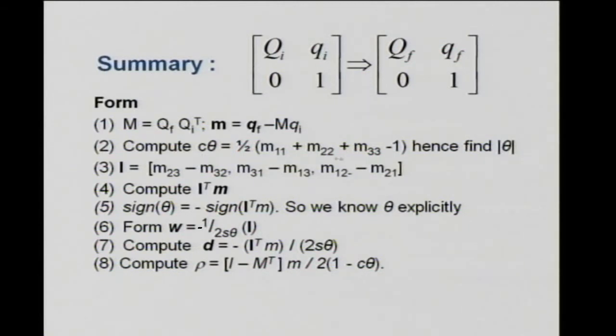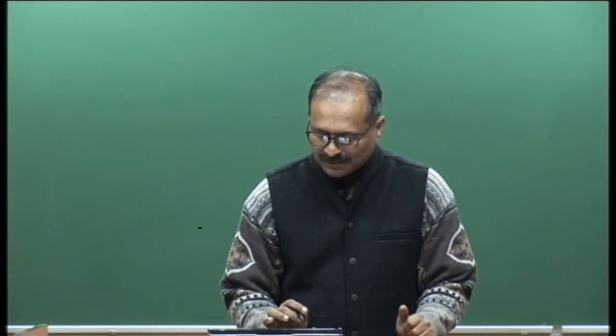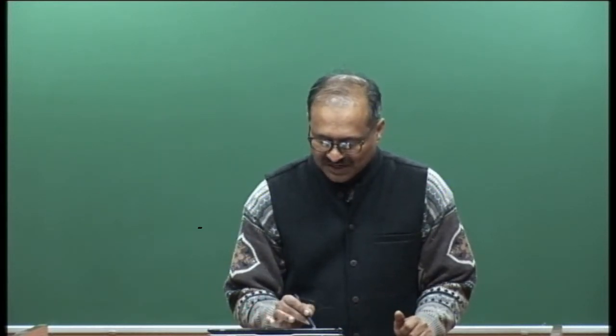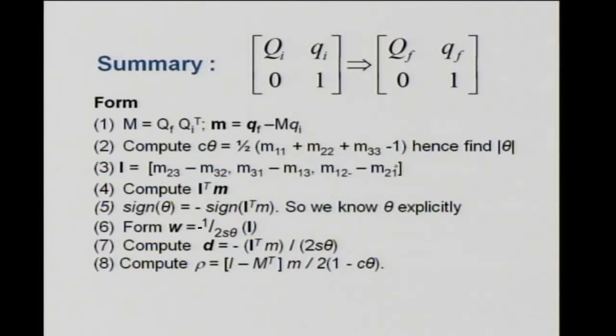Now you just compute C theta as this, so you can find modulus of theta, because there's uncertainty in theta. It could be plus or minus for this. You form this I matrix as vector as this, and you compute I transpose small m, okay. Now, then you find out what is the sign of the magnitude of I transpose m, and with whatever is the magnitude, if it's positive, then you take the theta as negative. If the magnitude of this is negative, then you take the theta as positive. Okay, so this takes care of the sine of theta exactly. Then you form this W, which is 1 upon 2 sin theta into this.